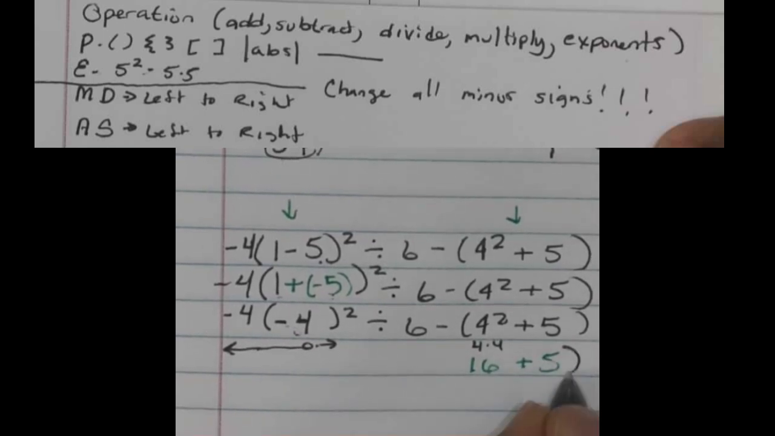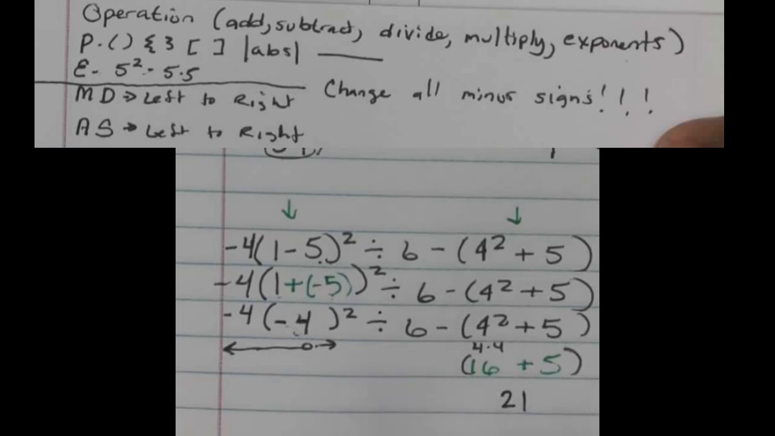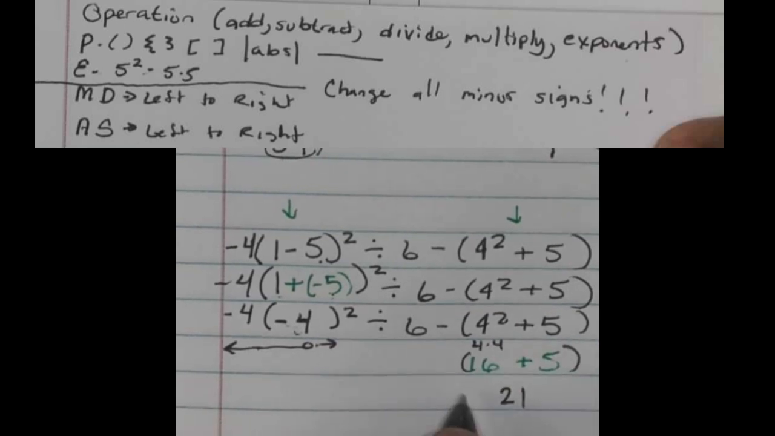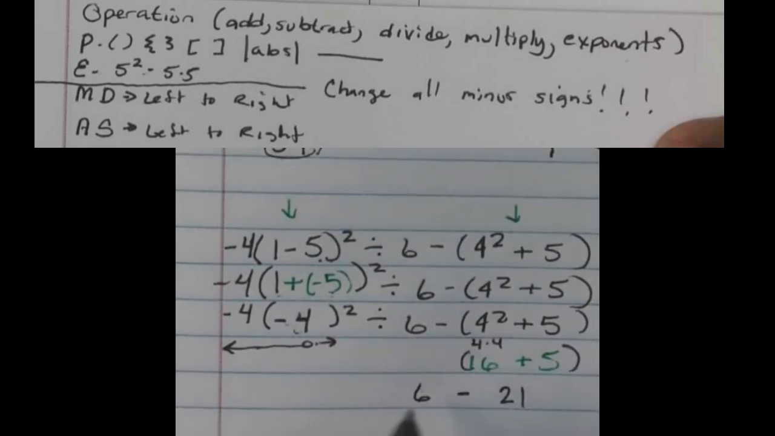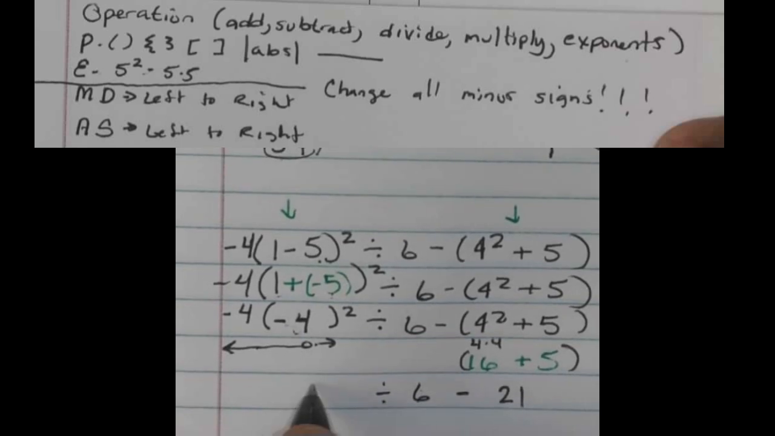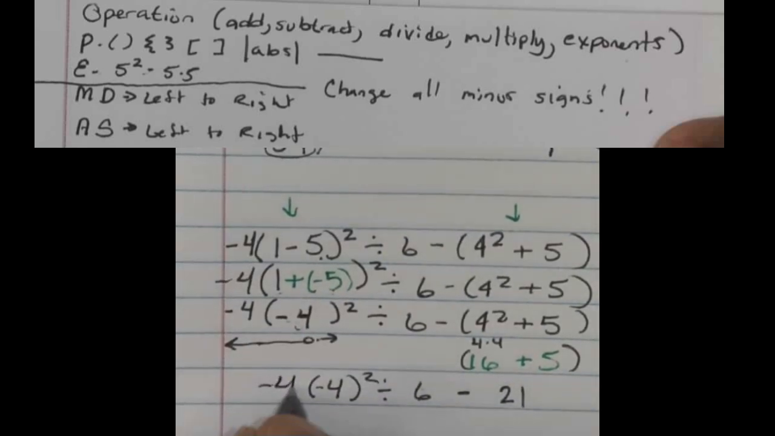Alright. Now since we're still in the parenthesis, I'm not gonna write everything down. We're still in here, so I'm gonna go ahead and get that answer. What's 16 plus 5? 21. Alright, and we're gonna bring everything else down. 21. Because we're done with the parentheses. See, I don't write it no more. We good. That's a minus. Divided by negative 4 squared and a negative 4.